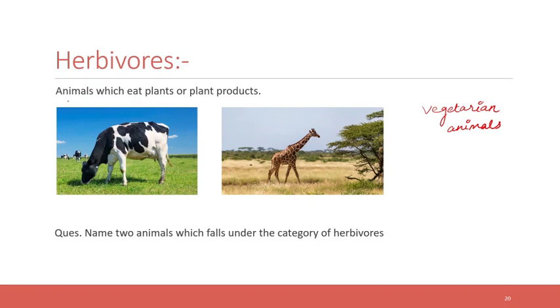So herbivores are defined as animals which eat plants and plant products. Correct? Herbivores are the vegetarian animals which only eat plants or plant products. Now, you have to name two animals which fall under the category of herbivores. Got it?